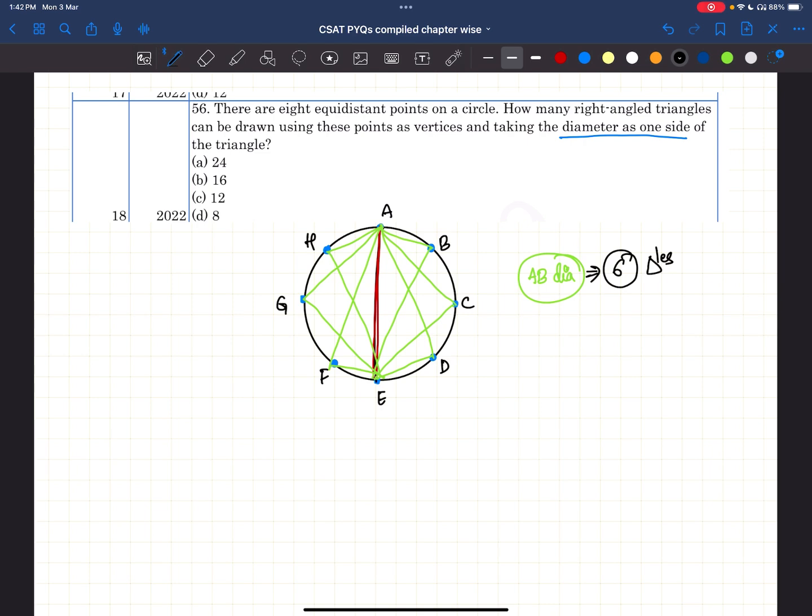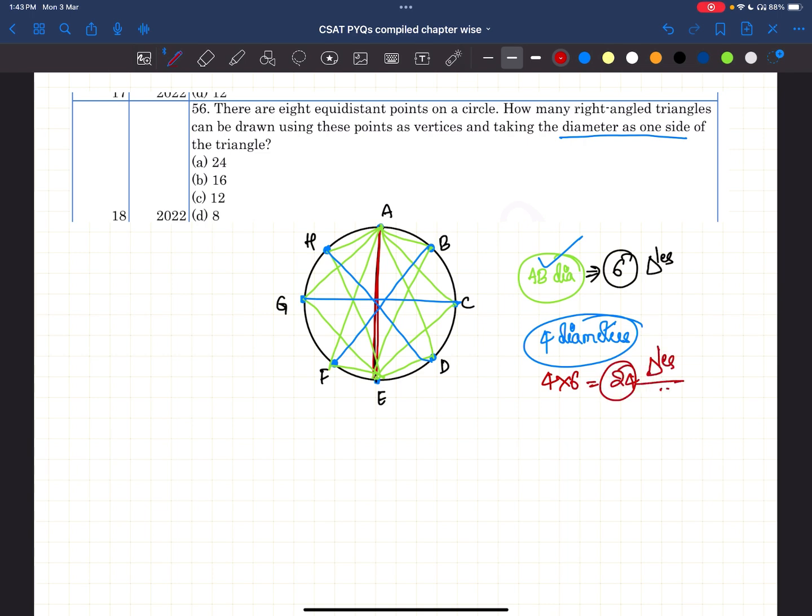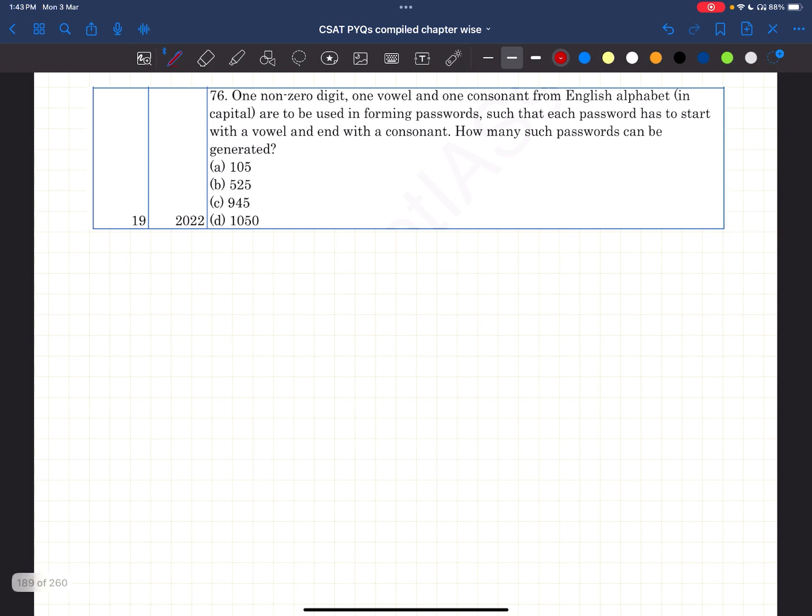Now, how many diameters can be formed? Even this is also a diameter. Even this is also a diameter. Even this is also a diameter. That means there are 4 diameters. And when we use one diameter, we are getting 6 right angle triangles. So how many right angle triangles can be formed in total? 4 into 6, 24 triangles. The answer is 24. Let's go to the next question.